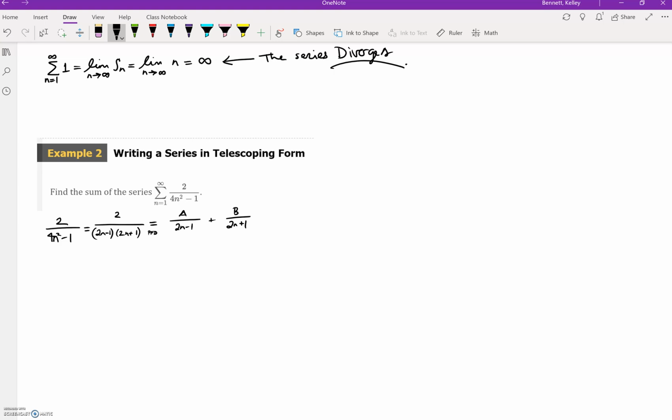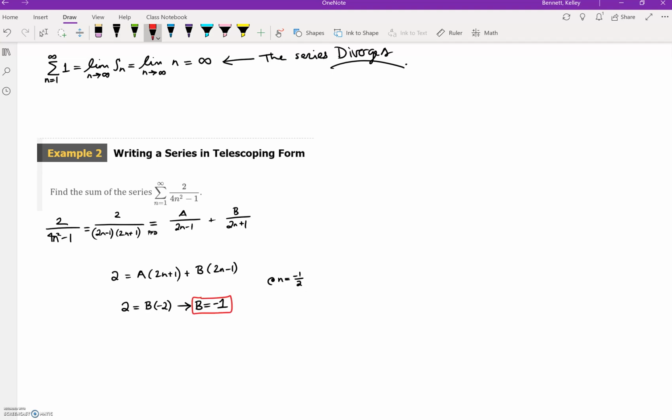So if I multiply to clear out the denominators, I'll get 2 equals A times (2n plus 1) plus B times (2n minus 1), and then I choose my killer n values, I guess, since we don't have x's. So at n equals negative 1/2, the 2n plus 1 goes away. So I would get 2 equals B times negative 2. So that would lead me to B equals negative 1.